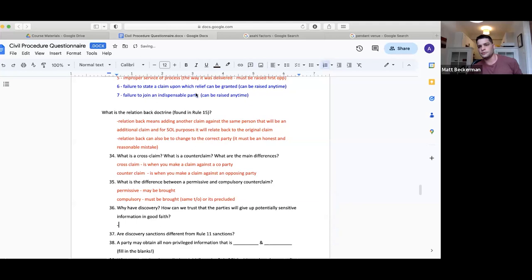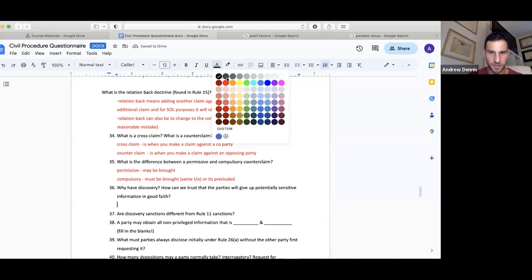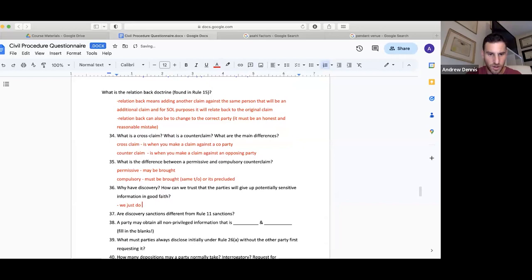Why discovery? How can we trust that the parties will give up potentially some sort of information in good faith? It's more of an open-ended thing. We can just skip this. Yeah, you just do. Are discovery sanctions different from Rule 11 sanctions?